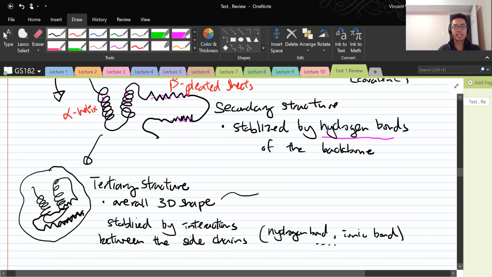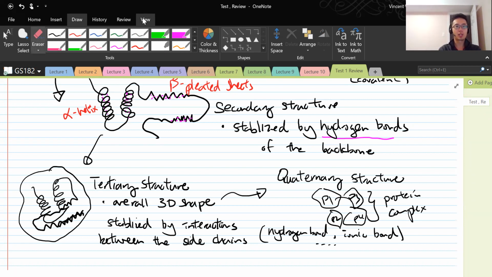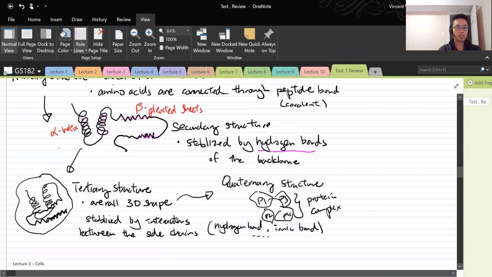And finally, some proteins might have the quaternary structure. That's when multiple peptides come together. So peptide 1, peptide 2, 3, and 4, several of these come together and form a protein complex. That would be held together by a bunch of interactions: hydrogen bonds, ionic bonds, hydrophobic interactions, and so on and so forth. So that's your protein structure.